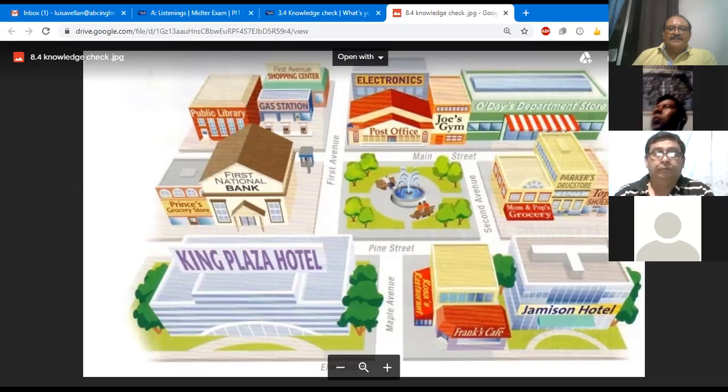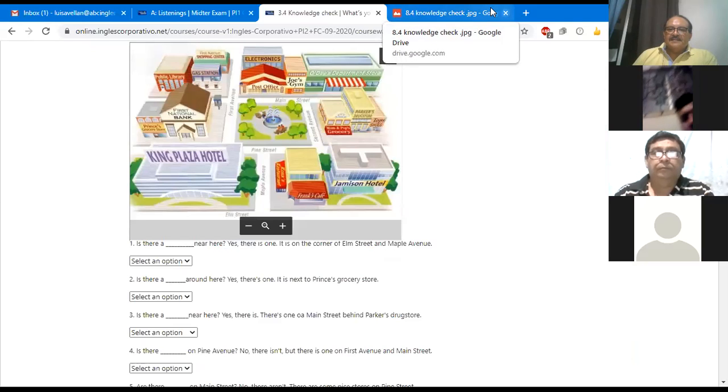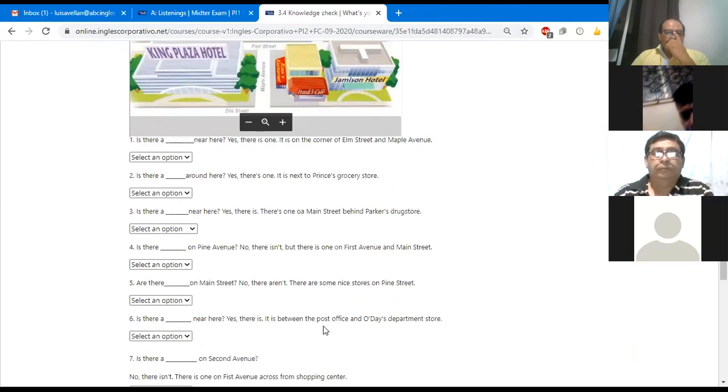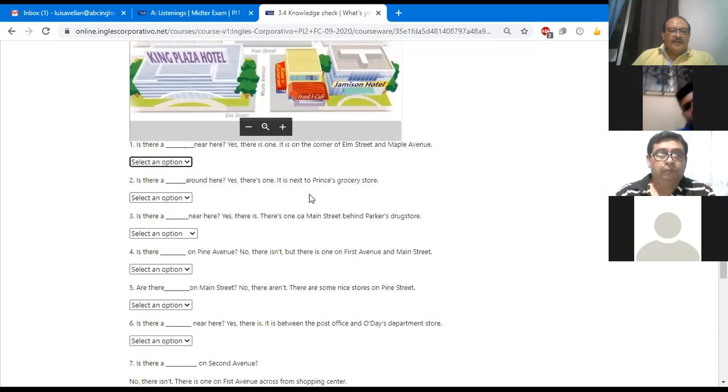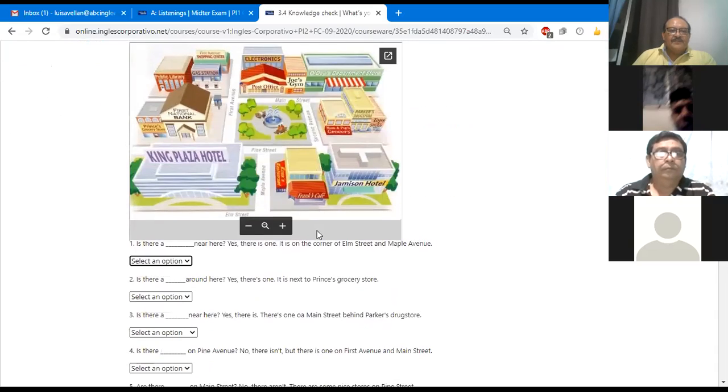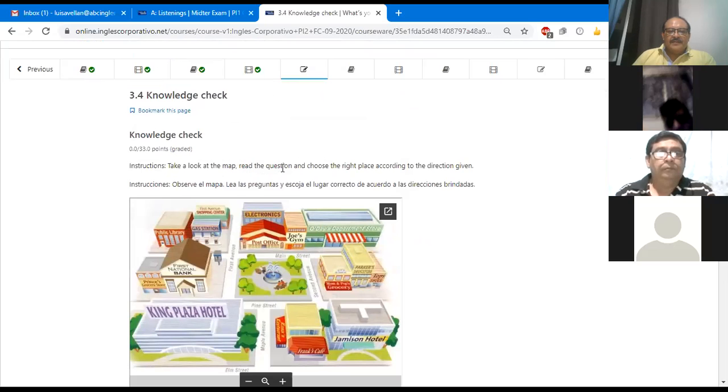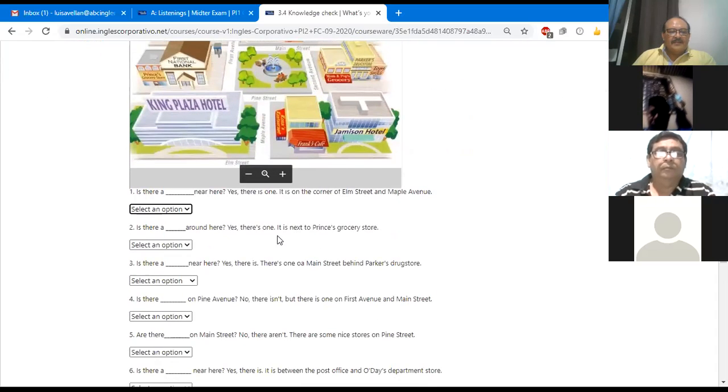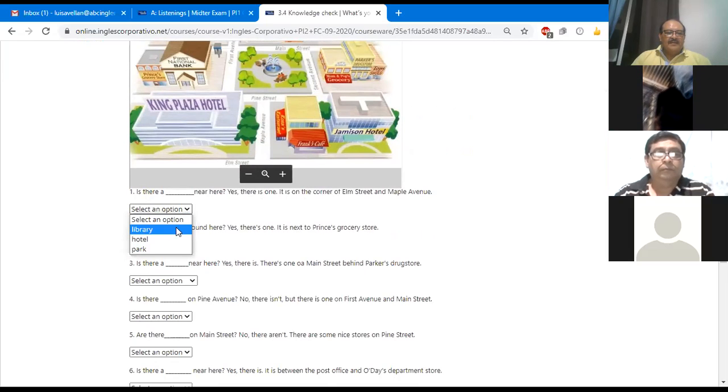Okay, people. These are some of the sentences. Now we can practice. For example, is there a library, hotel, or park near here? Here you have to look at the map, read the question, and choose the right place according to the direction given. Yes, there is one. It is on the corner of Elm Street and Maple Avenue. They are talking about the hotel. Okay. Yes. Number two.